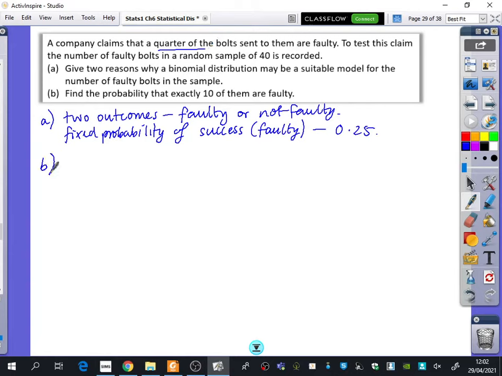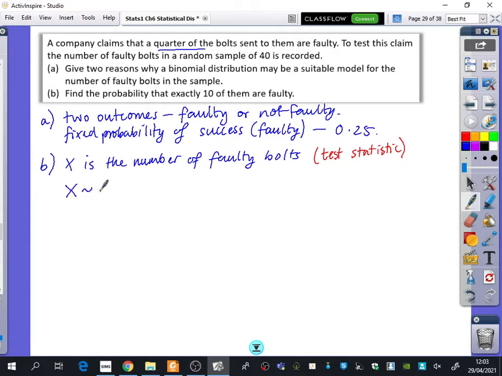So we're going to now say X is the number of faulty bolts. If you're interested, this thing is called the Test Statistic. And we'll be using that language in the next chapter. But I'm not going to be using it much here.